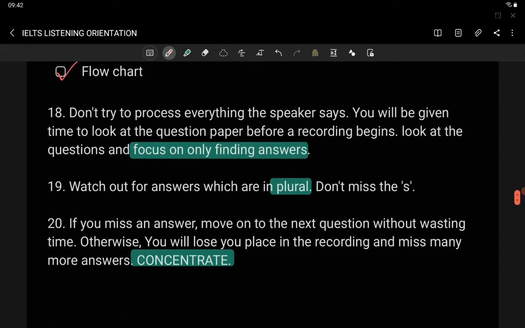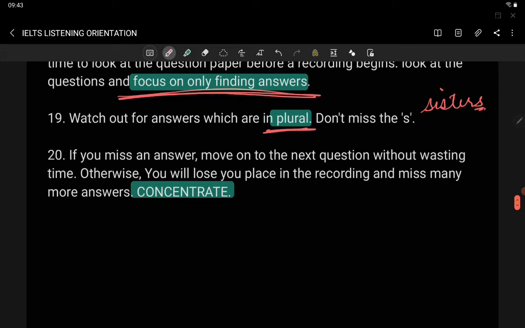Don't try to process everything the speaker says. You will be given time to look at the question paper before a recording begins. So look at the questions and focus only on finding the answers. Also watch out for answers which are in the plural. So if they say sisters, for example, please use the S. Don't miss it. If you miss an answer, move on to the next question without wasting time. You need to concentrate. Otherwise, you will lose your place in the recording.